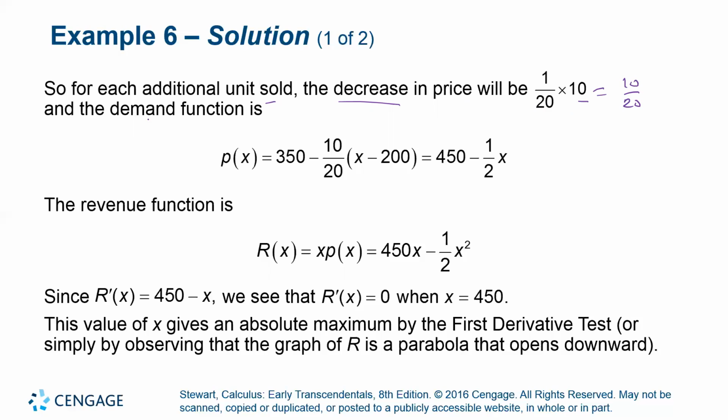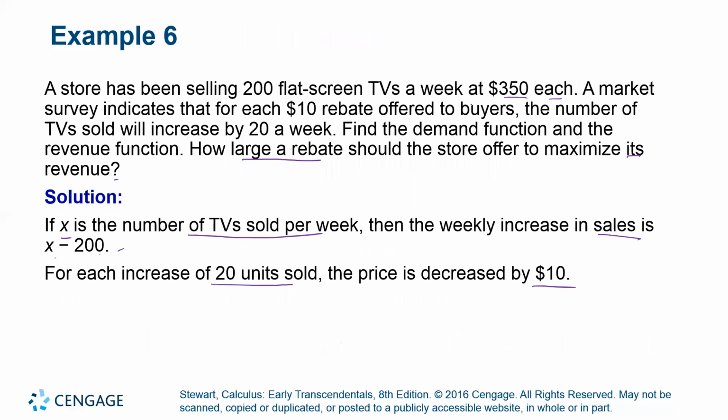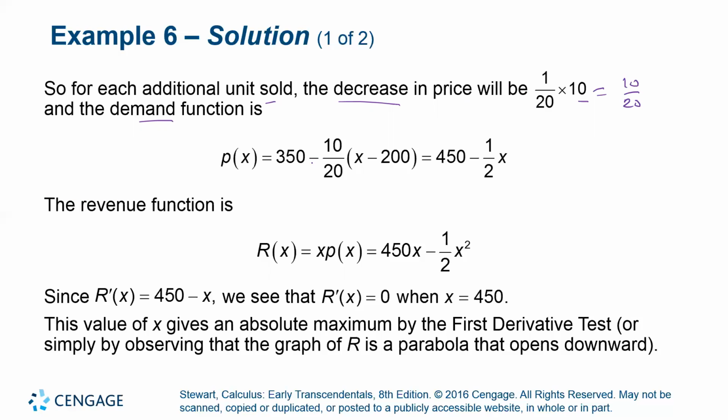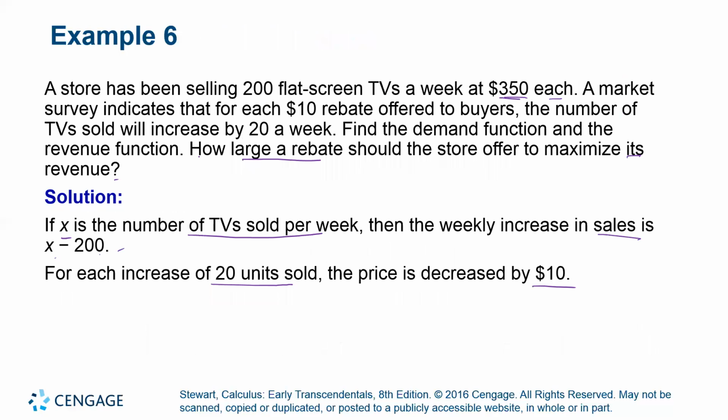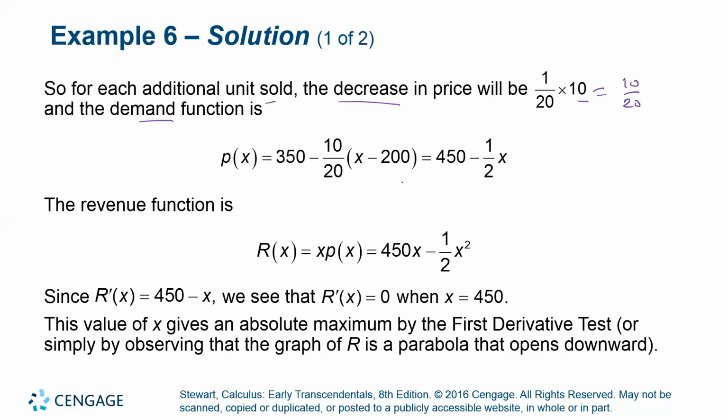Then what is my demand function? Go back. How much do you sell each? It's 350. So it's going to be 350 minus the price reduction per unit times how much is sold, which is the weekly increase in sales, X minus 200. That's why we have this expression. When you simplify that, you get 450 minus 1/2 X.